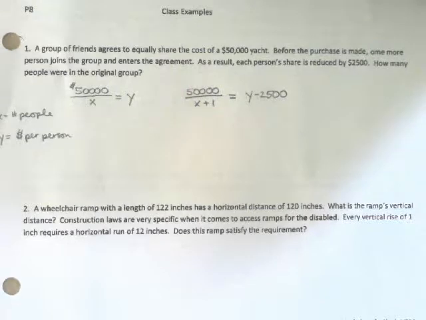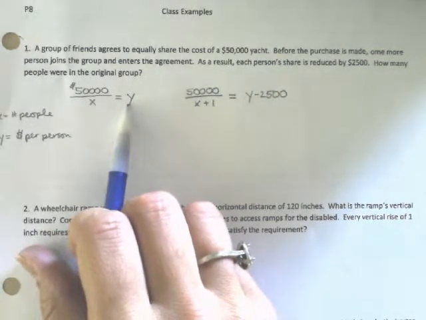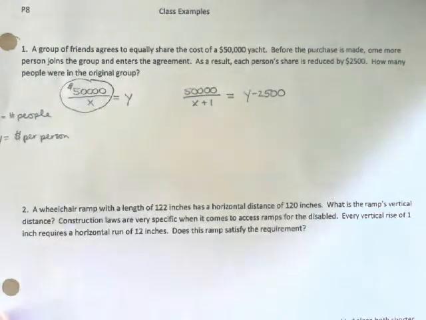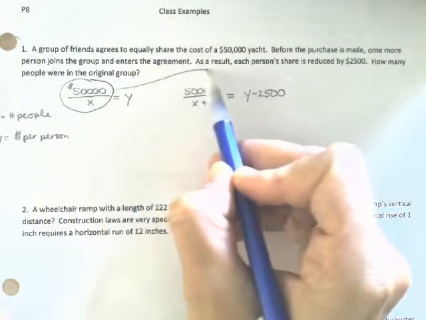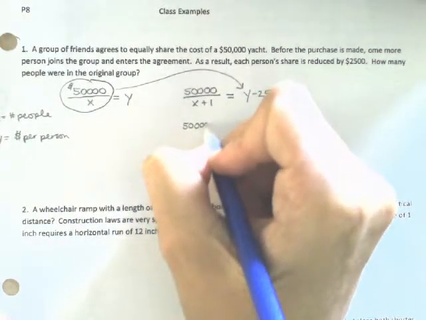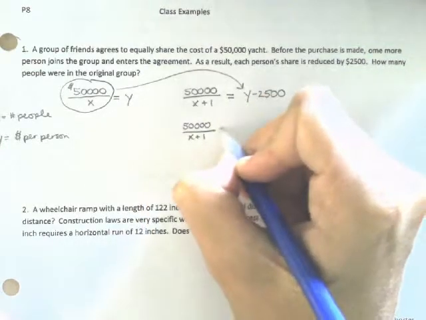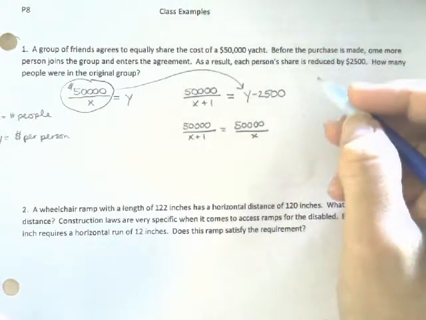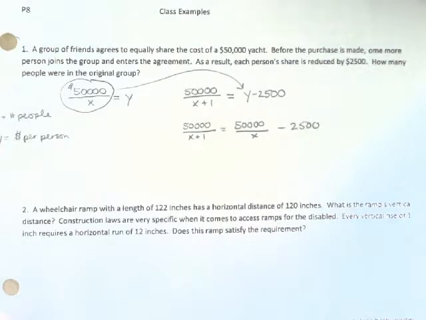And then we have a system of equations. We've got 2 equations with 2 variables. Quick review on systems: you solve them by substitution or elimination, right? You know those 2 techniques. If you already have a variable all by itself, substitution is the way to go. Since Y already equals 50,000 divided by X, I'm going to plug that in for Y over here. So I have 50,000 divided by X plus 1 equals, and I'm substituting in 50,000 divided by X minus 2,500.